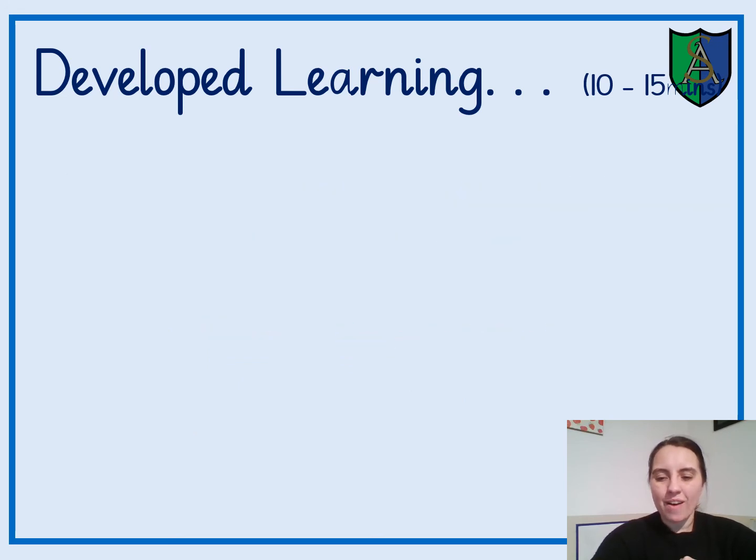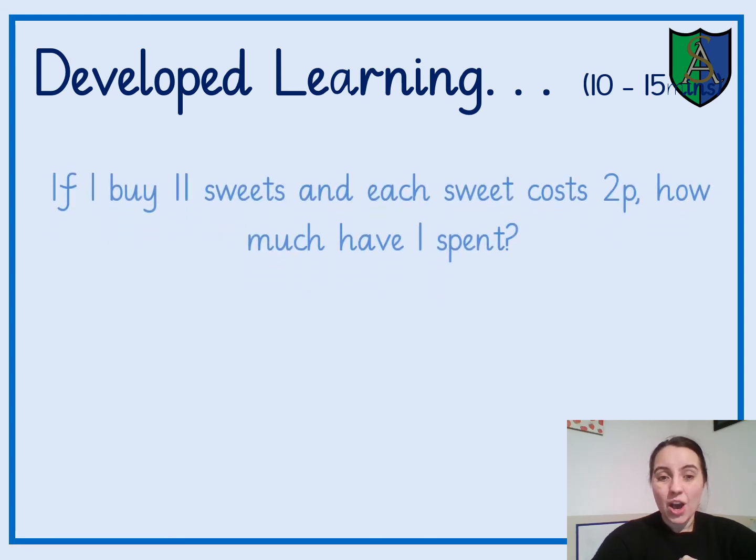Okay, let's move to our final one before I set you up for your independent task. Oh, let's look at what this one would be. If you need to draw it out again, please feel free to do that. So this time we're buying 11 sweets and each of them costs 2p. So you might want to again pause the video, draw your 11 sweets and then draw 2p underneath each one. Okay? You should notice that you've got 11 sweeties and 11 2p.